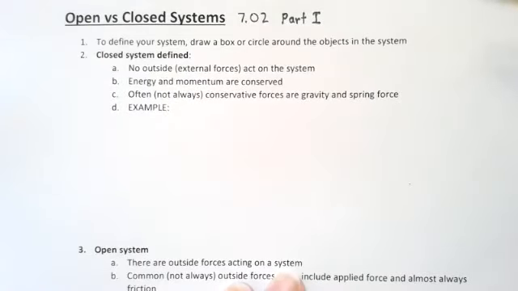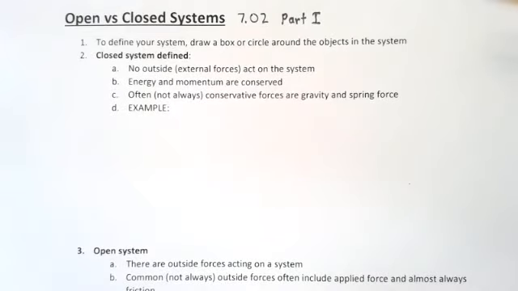This is physics lesson 7.02. We're going to do this one in two parts. The first one, we're going to talk about the concept of open versus closed systems. And for the second part, we're going to do a sample AP physics problem.